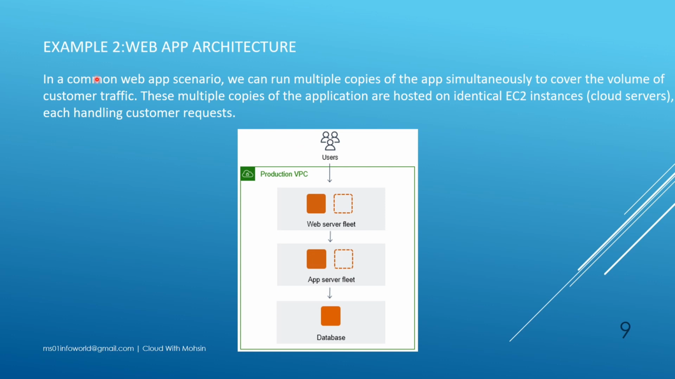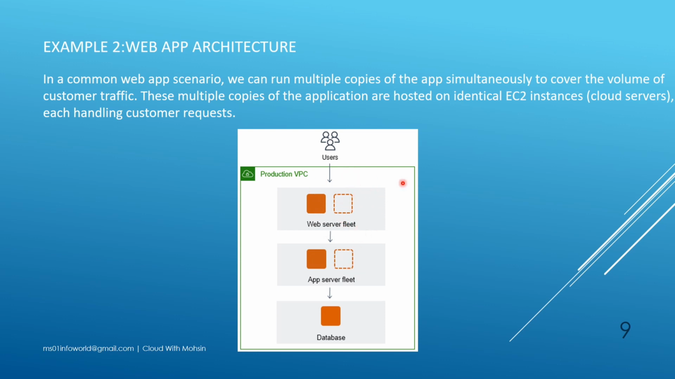Now let's talk about another example. This is a web app architecture with 3 tiers. First is the web tier, that is the front end, then the application tier, and at the back end it is our database. Similar to the previous example, it's running 2 instances in the web tier, 2 in the application tier, and 1 in the database tier. However, out of 2, only 1 is being utilized, and the other one is idle.